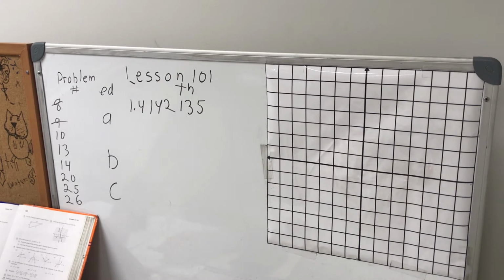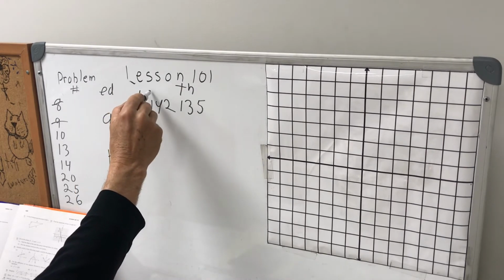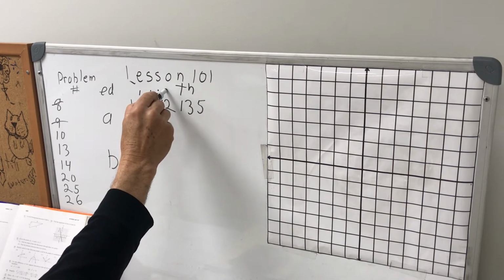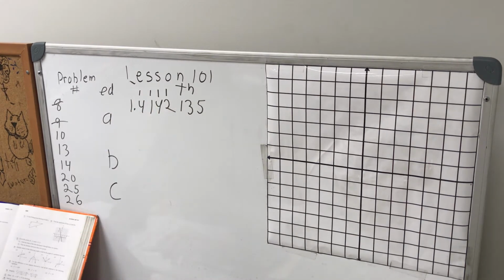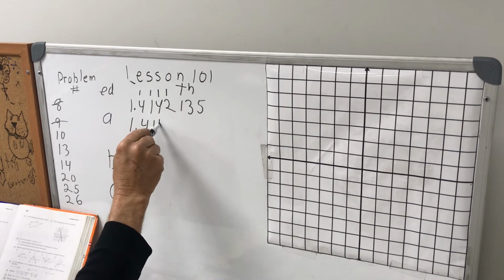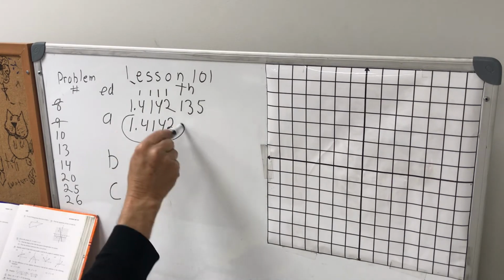Now they are asking for 10,000ths. Let's review here. This is tenths, this is hundredths, this is thousandths, and this is 10,000ths. So we want to round to the 10,000ths. It's going to be 1.414. This does not round it up, so that's 10,000ths. This is your answer for A.